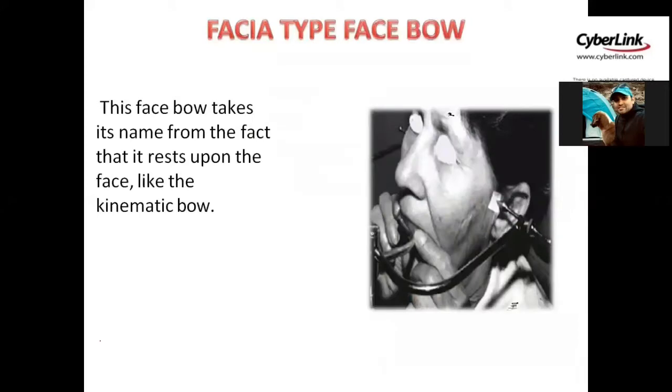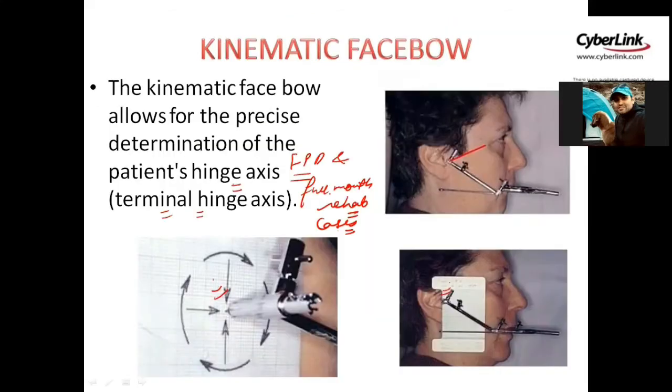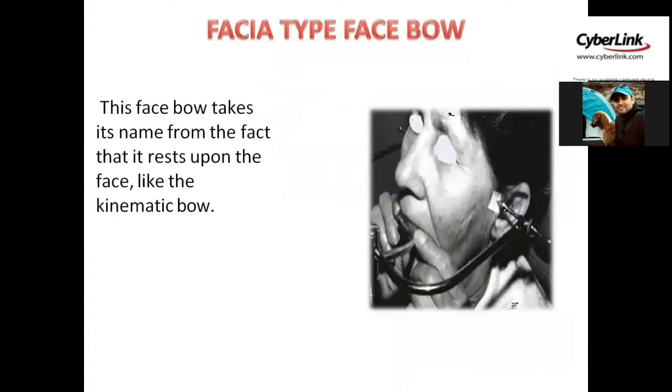Then come to your fascia type bow. In case of fascia type, we will place somewhere around here. Exactly, I will tell you later on. It is most commonly used, okay, most common, because it does not require accurate measurements, right? The hinge axis is approximately located.